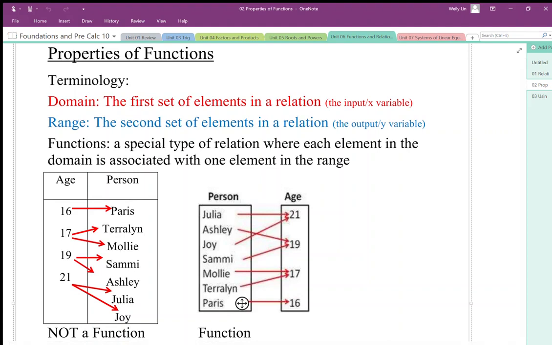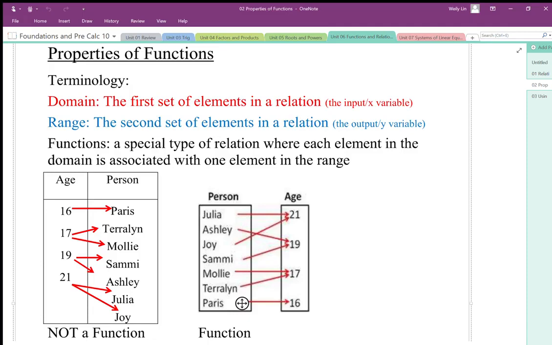So what we're going to look at today is something called a function. Functions are like relationships in that they relate two things to each other. So we're going to have an x variable, or something called an input, related to a y variable, which is what we're going to call an output. And so we need some terminology to deal with this.